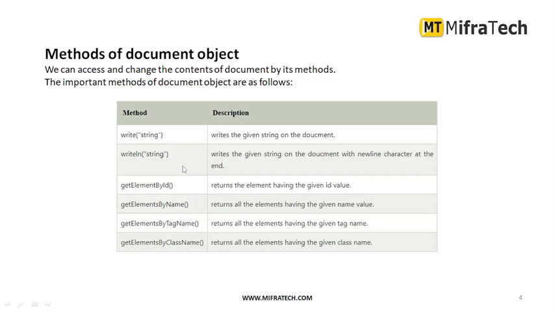writeln("string") writes the given string on the document with a newline character at the end. getElementById() returns the element having the given ID value. getElementsByName() returns the elements with the given name. getElementsByTagName() returns the elements with the given tag name. getElementsByClassName() returns the elements with the given class name.